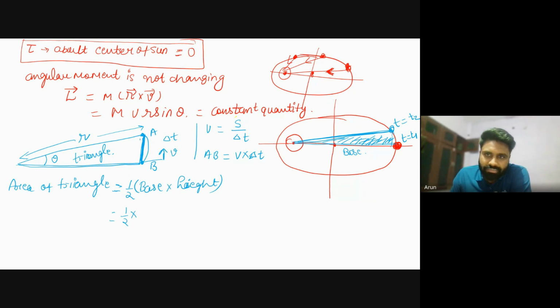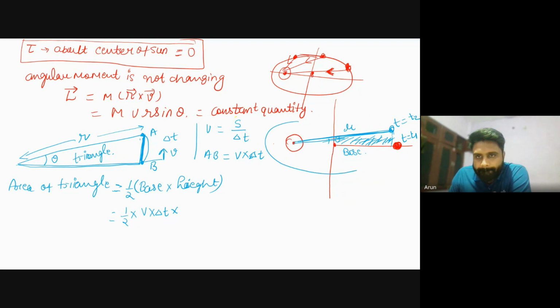base, which is V into delta t, multiplied by this height. This height you can assume as, if this is R, this angle is theta. Sorry, the angle between this R vector and the velocity vector is theta.